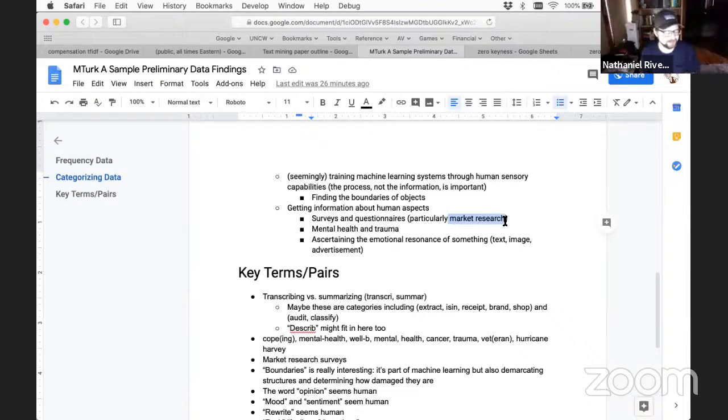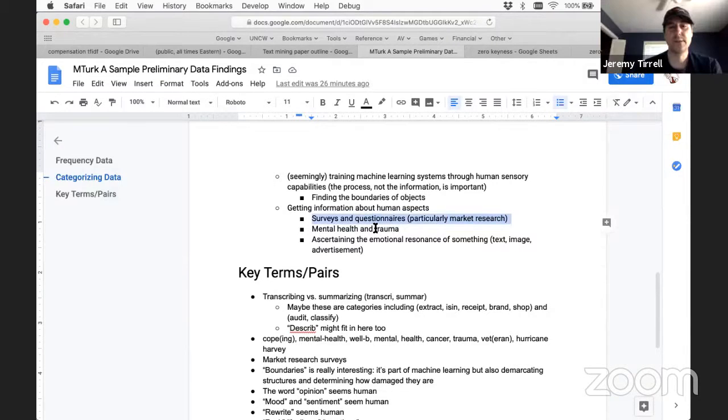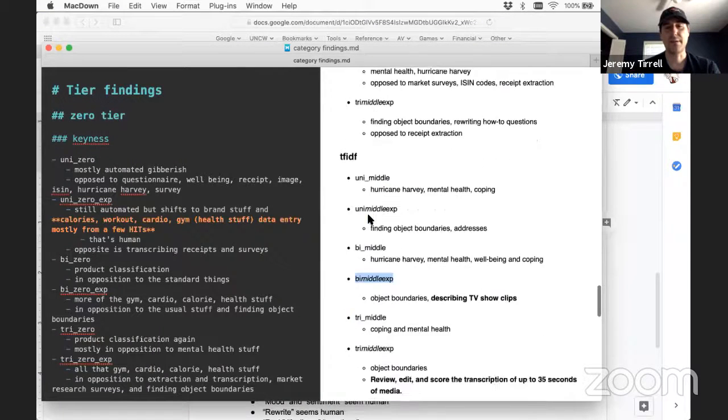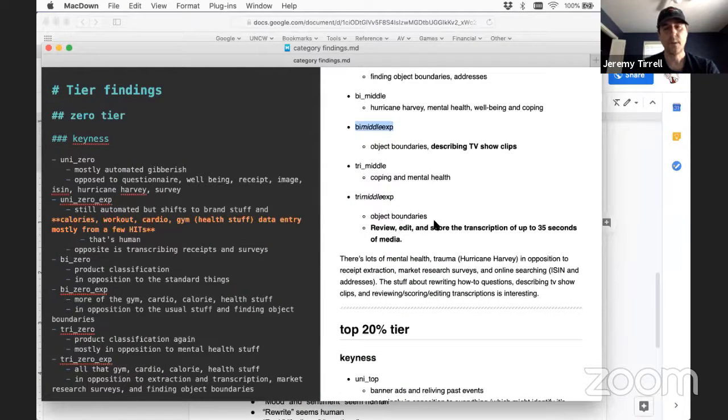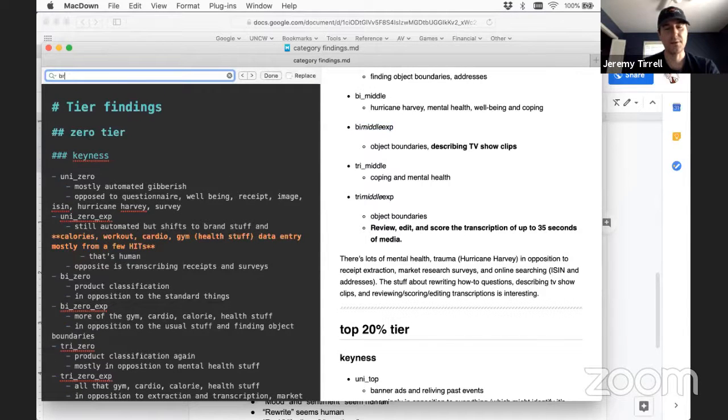Yeah. So there were things that came out about mental health and trauma. Surveys and questionnaires, particularly marketing research, comes up here a lot. And if we look at my write-ups about the tiers, there are some that are interesting kind of cusp cases.